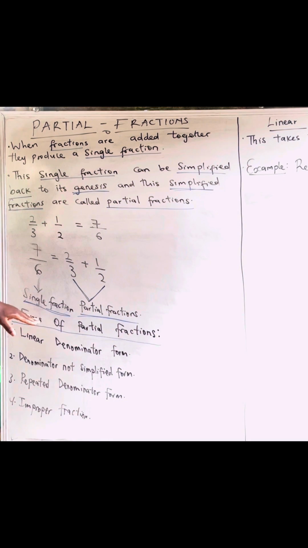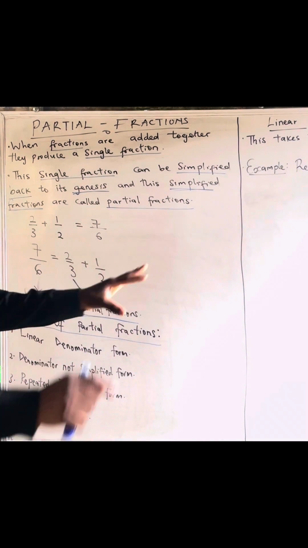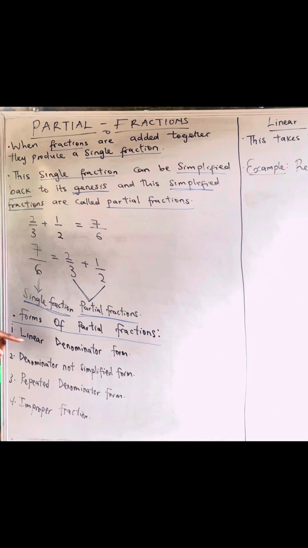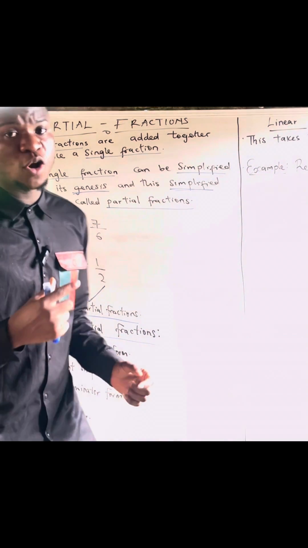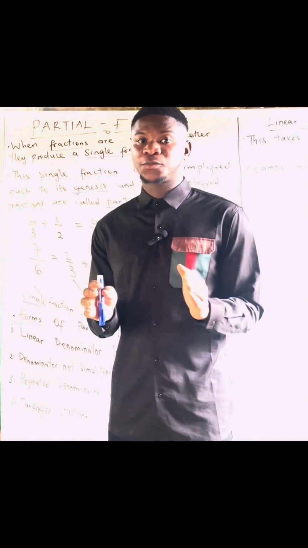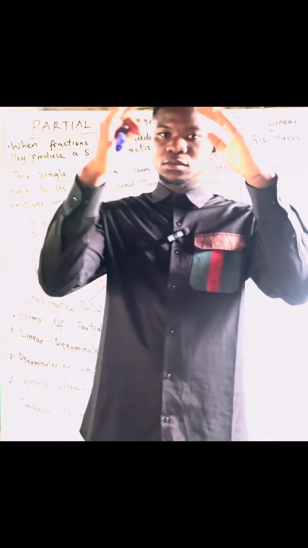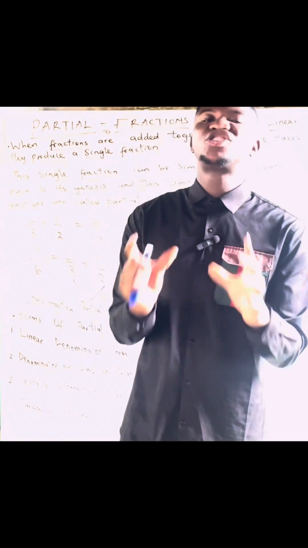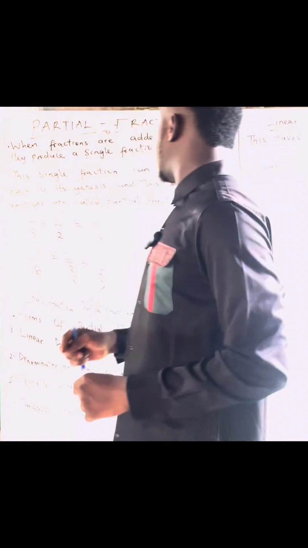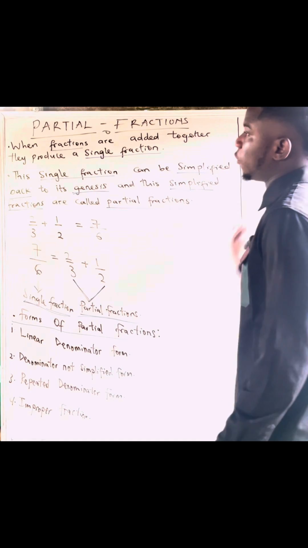So guys, we have the forms of partial fraction. We have various forms of partial fraction, but we will be dealing with four of them. The first one is linear denominator form. The second one is denominator not simplified. The third one is repeated denominator form, and the fourth one is improper fraction. In this particular video, we are going to be solving partial fractions using the normal long step and the trick. So stay tuned. Now let's move on to the first one, linear denominator form.